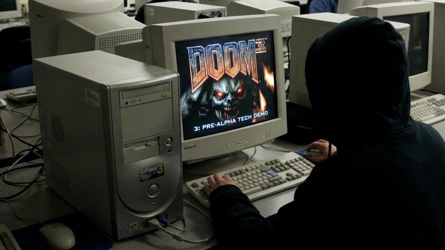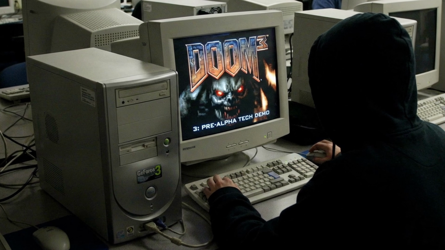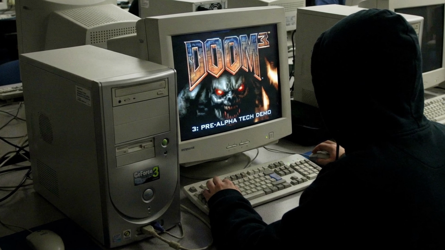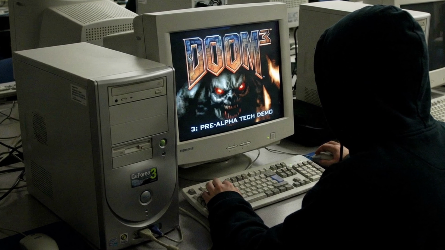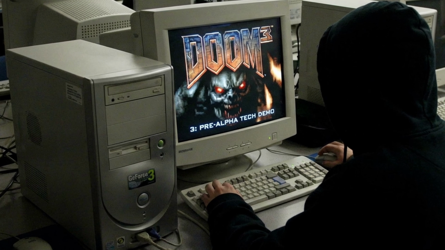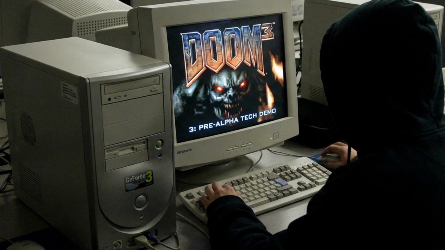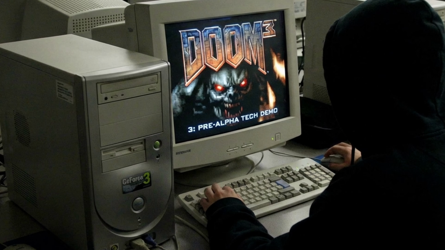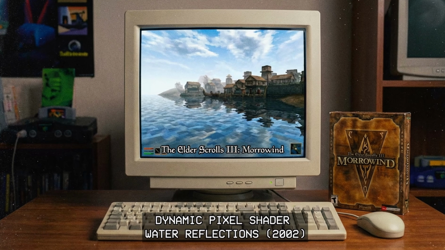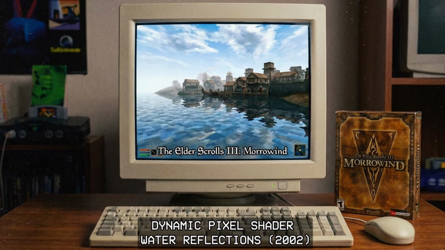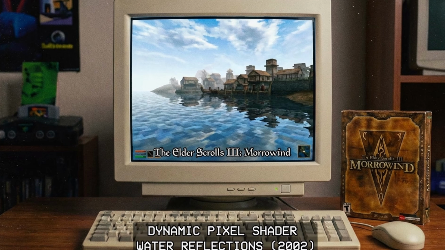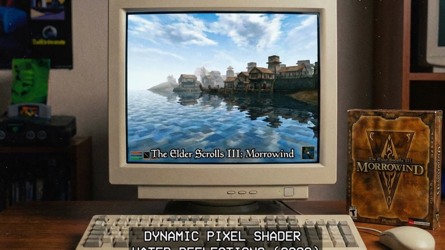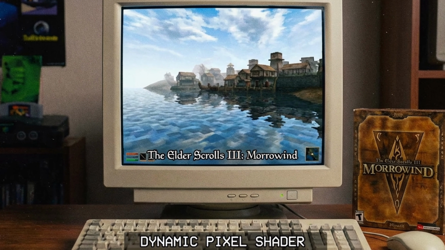The raw potential of programmable shading was famously showcased when the GeForce 3 was used to run the earliest real-time demonstrations of the game Doom 3, displaying terrifyingly realistic per-pixel lighting, and in titles like The Elder Scrolls 3: Morrowind, which utilized pixel shaders to generate dynamic, undulating water reflections.